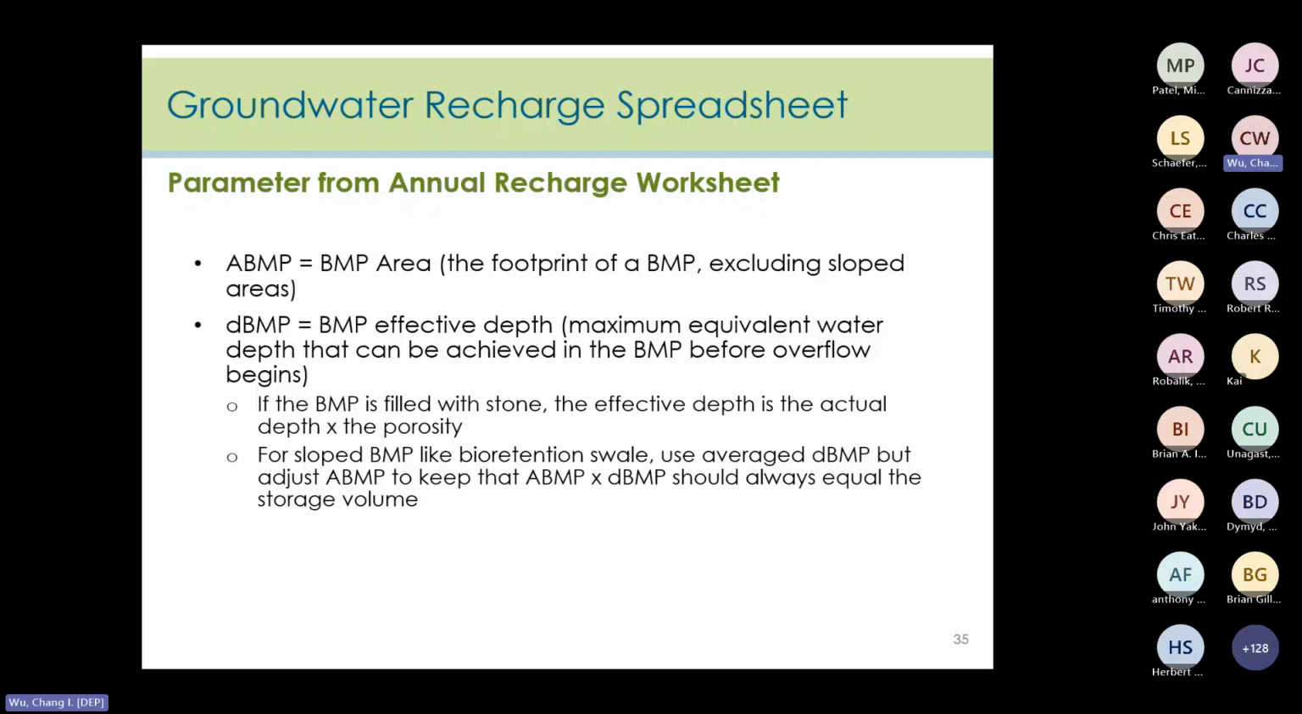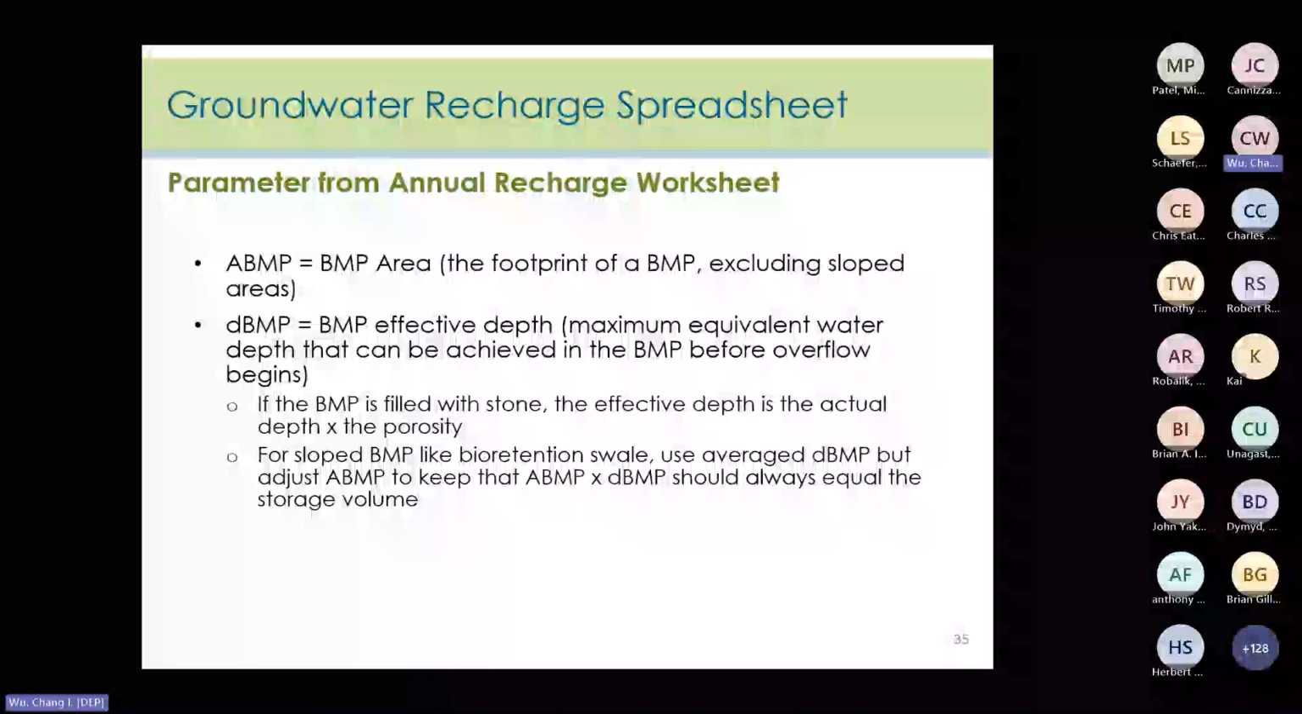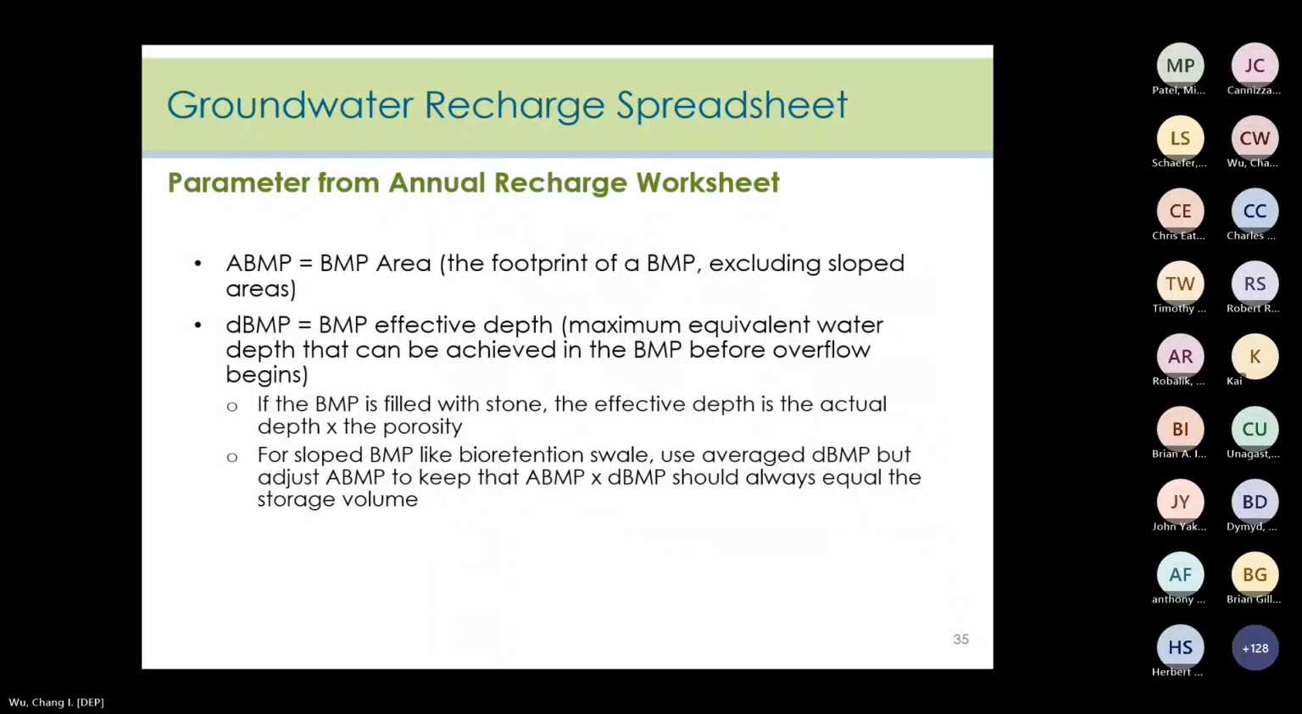Okay, let's continue. ABMP means the BMP area, which is the footprint of the BMP excluding the sloped areas. DBMP means the BMP effective depth, the maximum equivalent water depth that can be achieved in the BMP before overflow begins. If the BMP is filled with stone, the effective depth is the actual depth times the porosity of the filled stones.